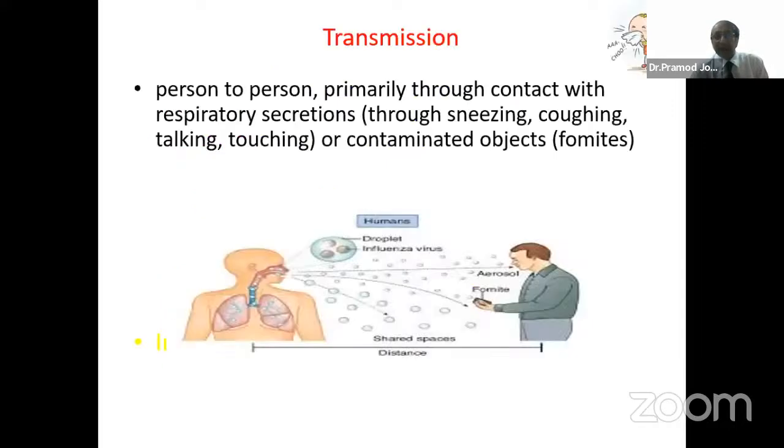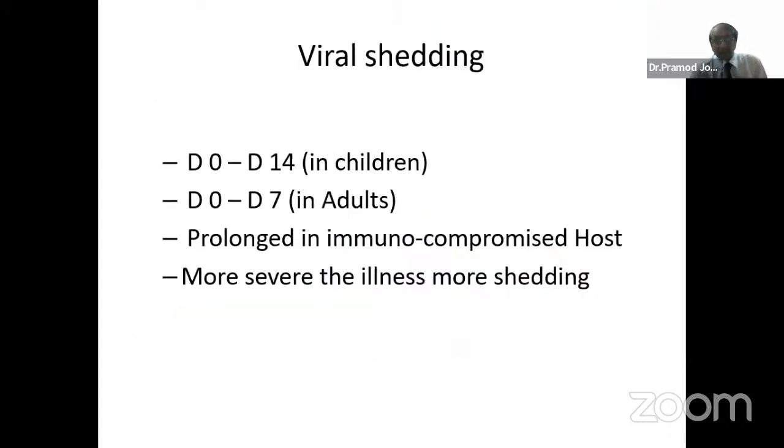Remember, this shedding is very important. So it is from person to person, primarily through contact with respiratory secretions, particularly through sneezing, coughing, talking, and touching, or contaminated objects like fomites. And the shedding in children lasts a little longer. So it will last for about 14 days, while in adults it is up to 7 days. And this shedding is prolonged in immunocompromised hosts. Okay, while in case the illness is severe, then the shedding is more.